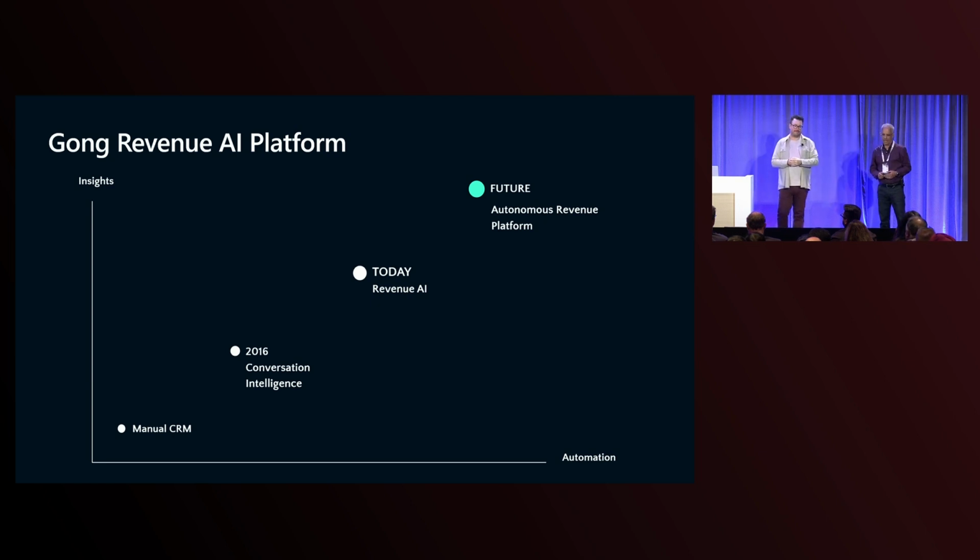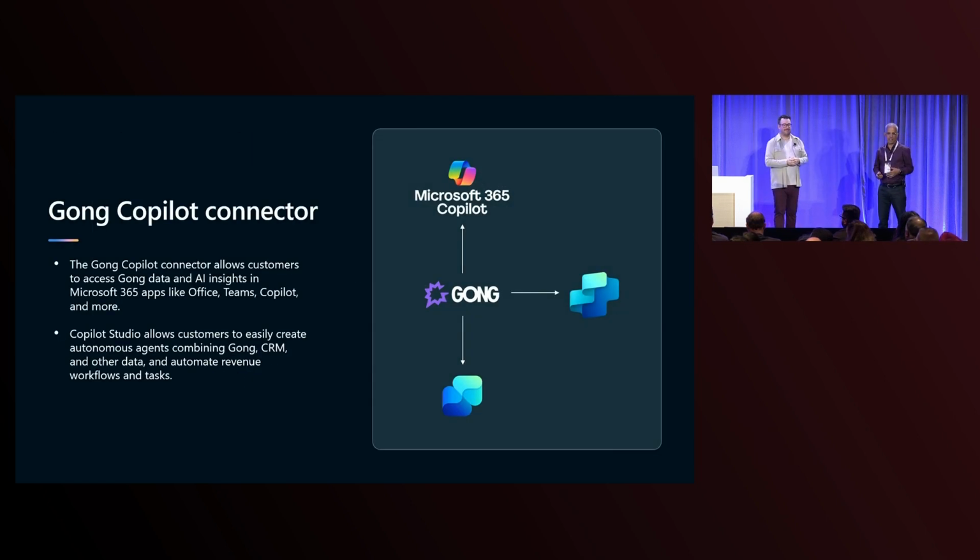Yeah. So the Gong Copilot Connector brings both Gong data and insights directly into Copilot and Copilot Studio. What that means is that users can now get much better answers to their questions about their deals, about their customers, and what's preventing them from moving forward. And you can build really great autonomous agents with Copilot Studio and Gong data to manage your workflow.